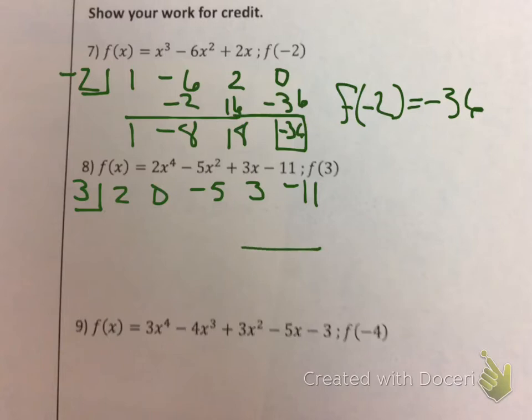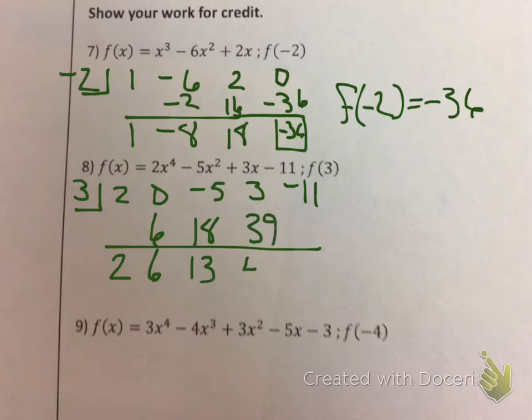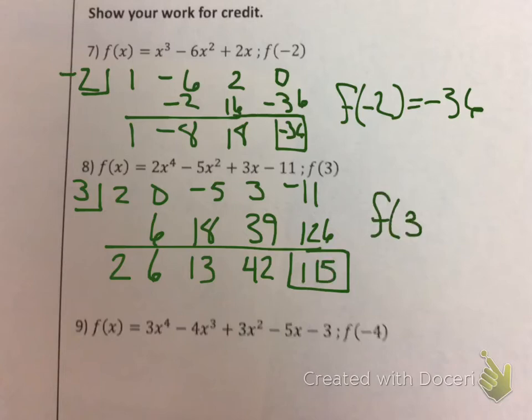Okay, 2 down, 2 times 3 is 6, 6 plus 0 is 6, 6 times 3 is 18, 18 minus 5 is 13, 13 times 3 is 39, 39 plus 3 is 42, 42 times 3 is 126, subtracted by 11, and you get 115. So f of 3 is 115.